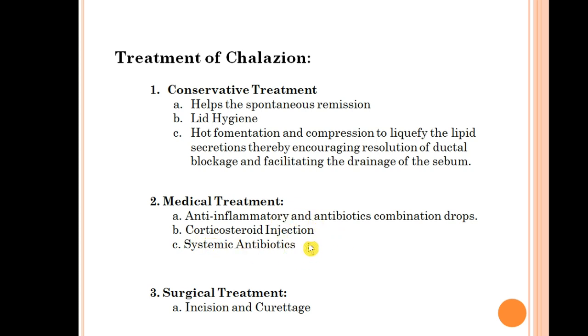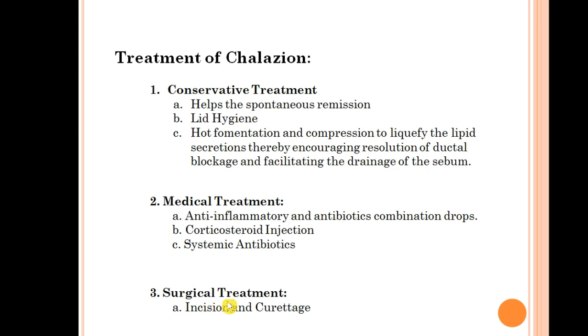Moreover, a corticosteroid injection, which is again an anti-inflammatory agent, may be used, and systemic antibiotics are given to prevent the spread of the infection and to resolve it if there is an infection.